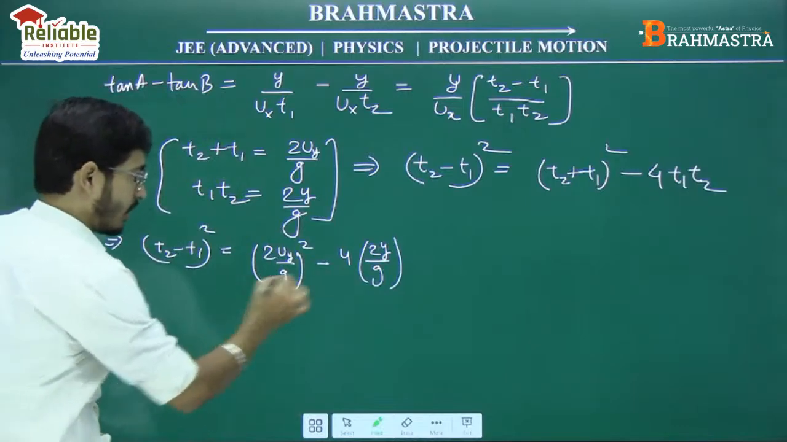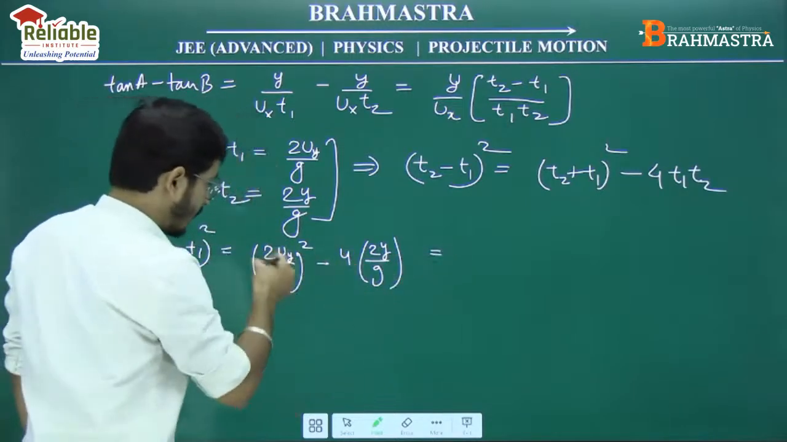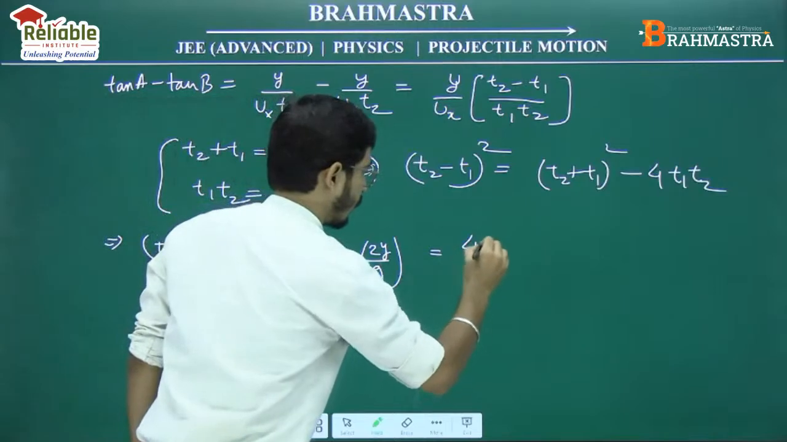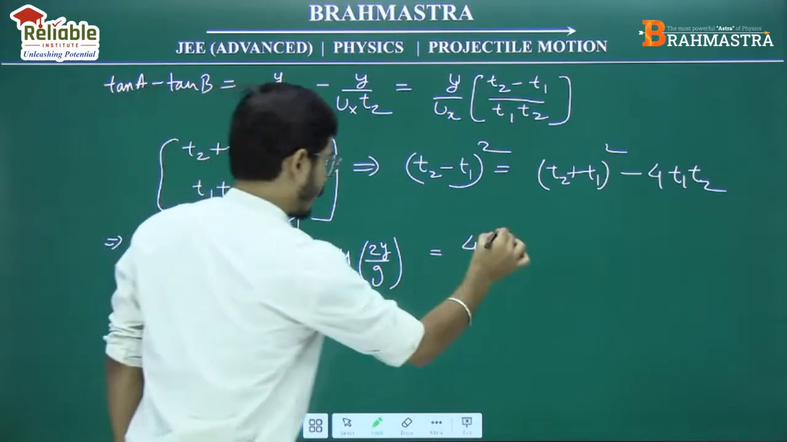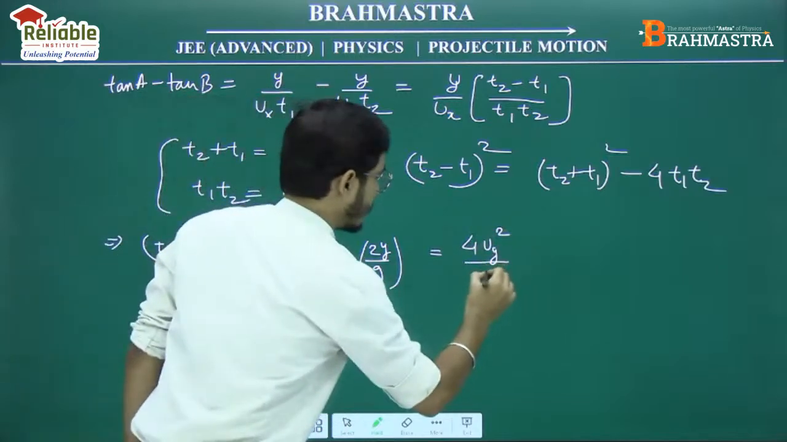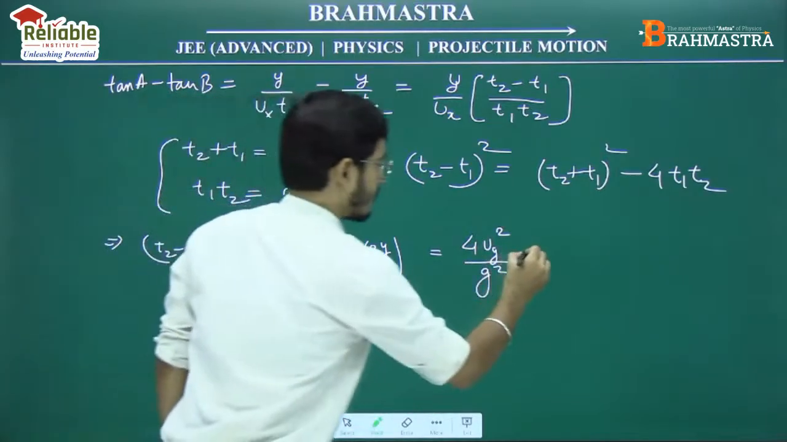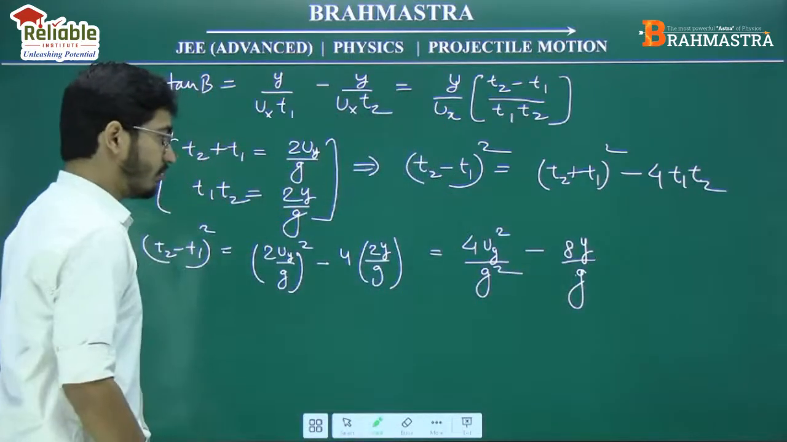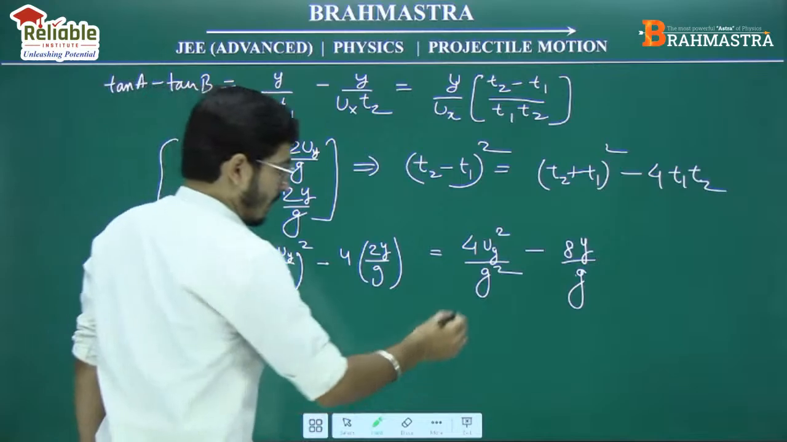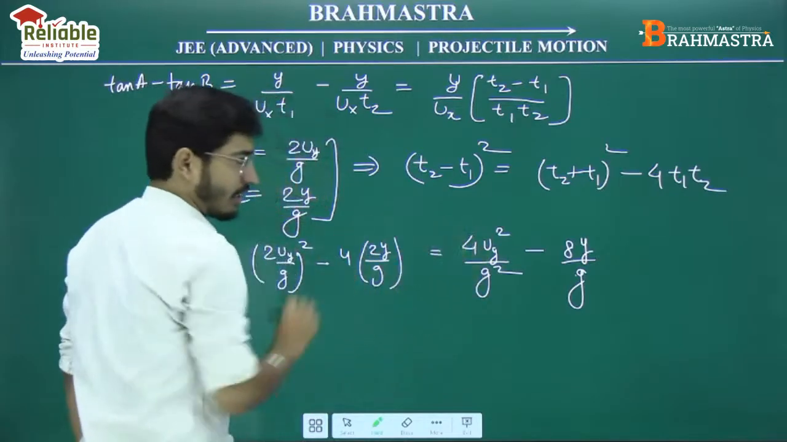Understood? Let's calculate further. This will become 4uy square, or 4uy square divided by g square. Then this is minus 8y over g. Great. Now I can see something inside this.